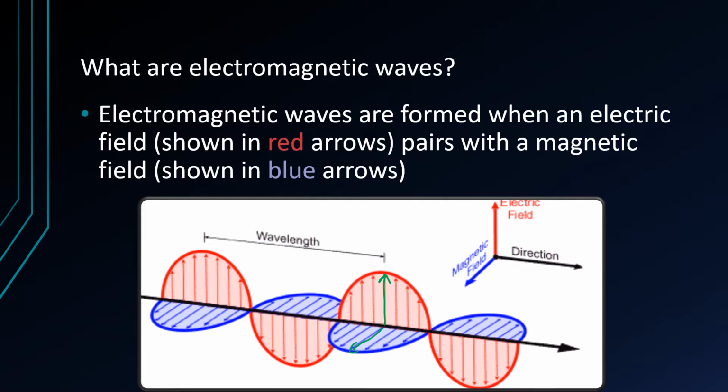And we'll take a little bit closer look into these waves in just a minute. But typically what we'll see is the magnetic field off in this direction and the electric field like that, and they're all going in the same direction. So this is a pairing of electric field and magnetic field.